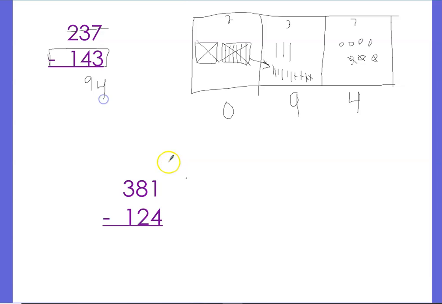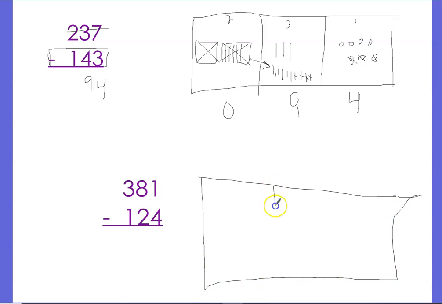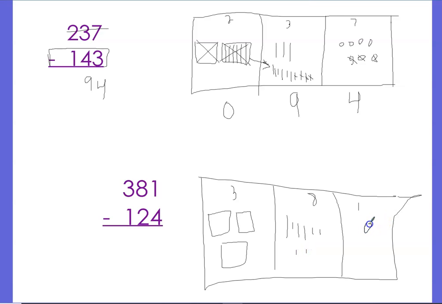Okay, let's do our next one down here. So I'm going to draw myself my place value area, my little 100 spot, my 10 spot, and my 1 spot. Now remember, I'm just going to draw out this top number. So I'm going to draw out 381. So I have 3 hundreds, 8 tens, 1, 2, 3, 4, 5, 6, 7, 8, and I have 1 one.